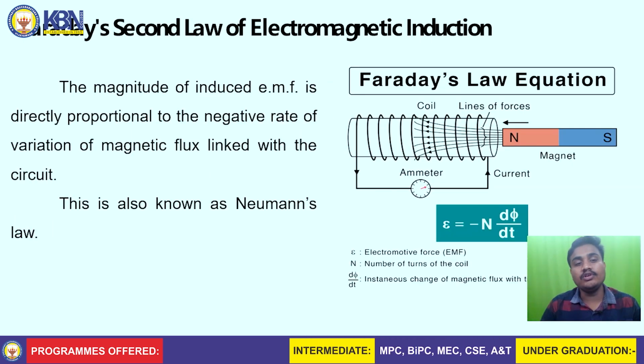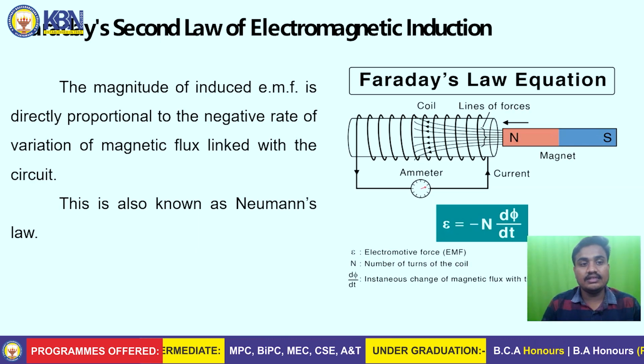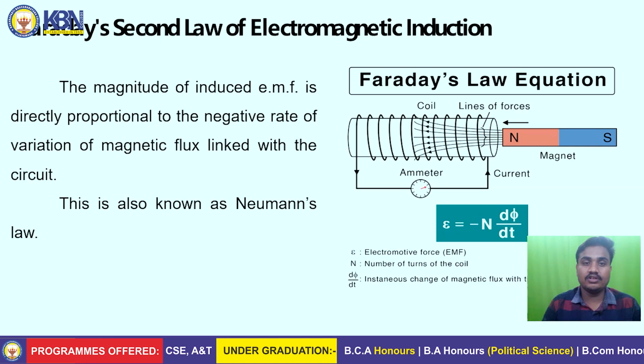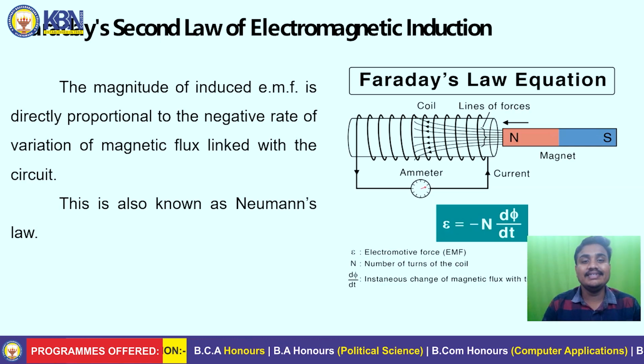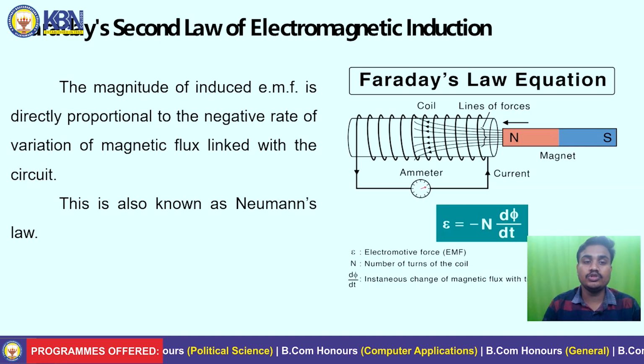Coming to Faraday's second law, the magnitude of the induced electromotive force is directly proportional to the negative rate of variation of magnetic flux linked with the circuit. Induced EMF, which is given by the letter E, is equal to minus d phi by dt, or you can say E is equal to minus d phi b by dt. Phi b is called the magnetic flux that is linked to the conductor.